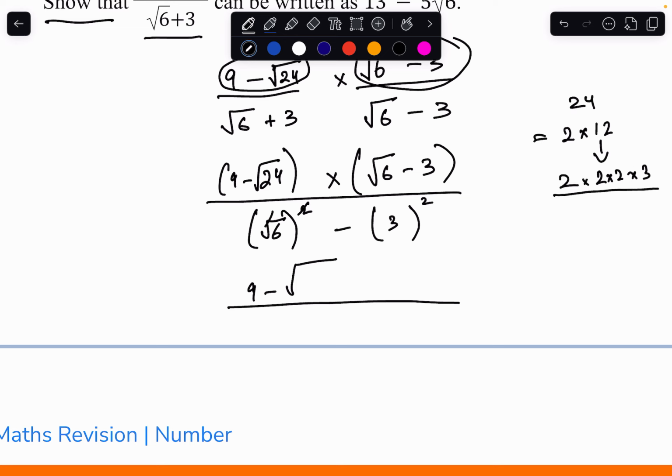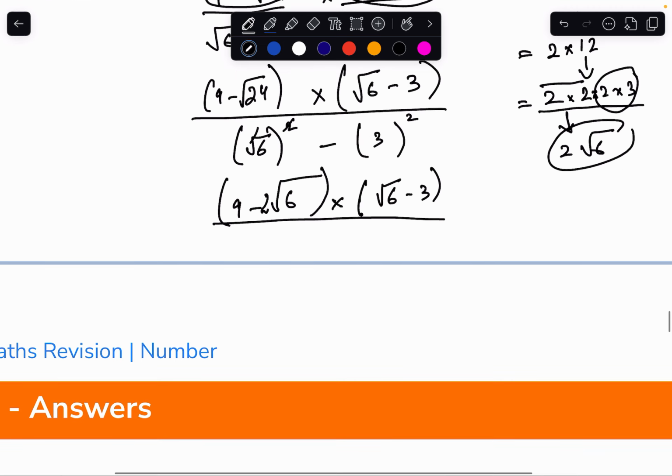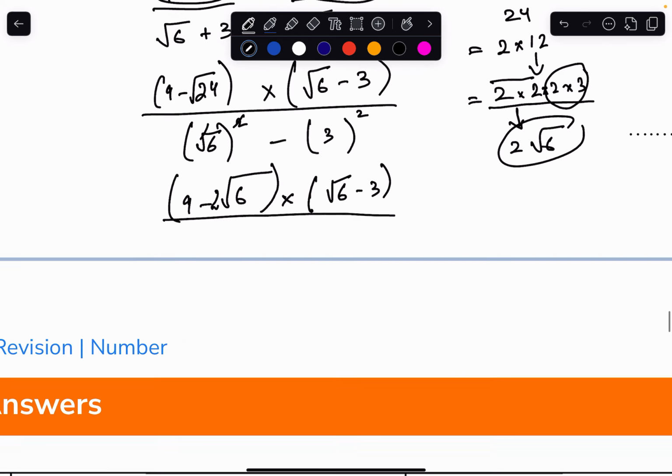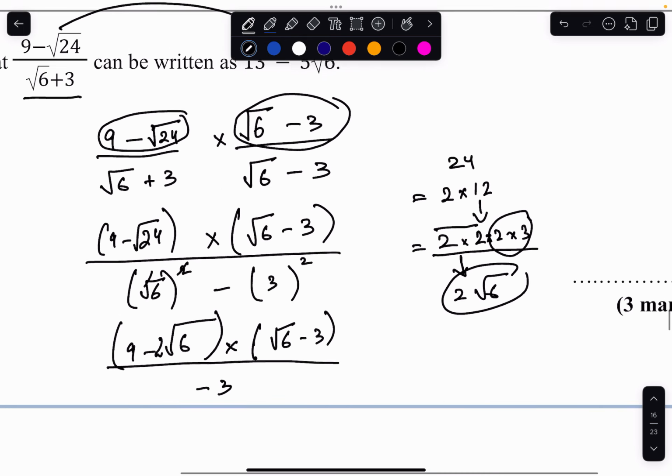So how do we write root 24? This is a pair. This will come out and the 6 will stay inside. 2 root 6 will be the answer for root 24. Multiplied by 9 minus 2 root 6 multiplied by root 6 minus 3. 6 minus 9, 3 squared makes 9. 6 minus 9 is minus 3. Now we just have to simplify this.